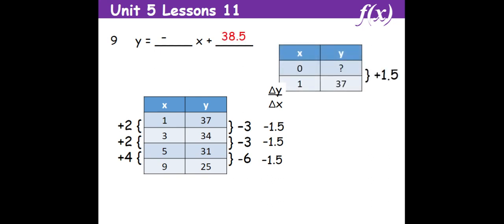In order to find the y-intercept, we have to count backwards. And so we're going to add 1.5 to 37 to get 38.5. And again, our slope is -3/2 or -1.5.